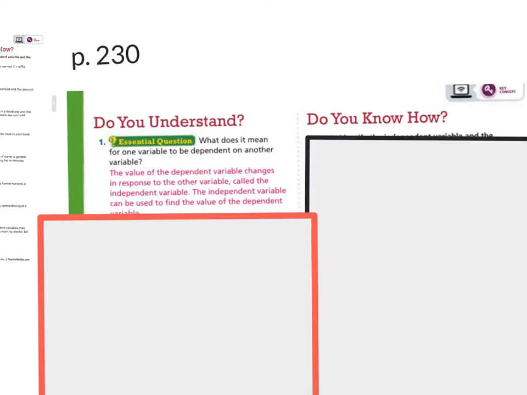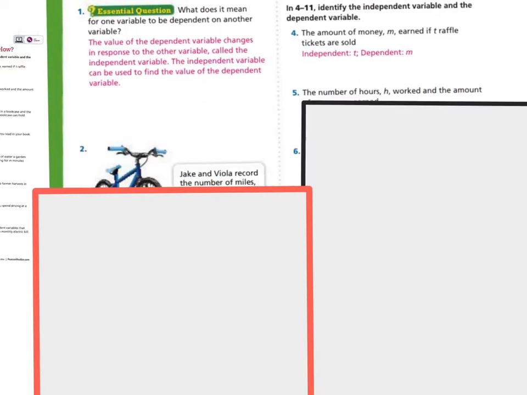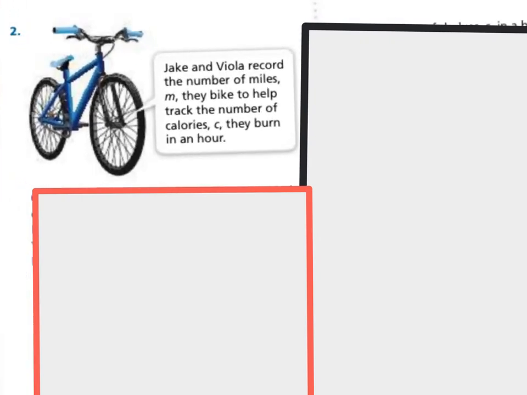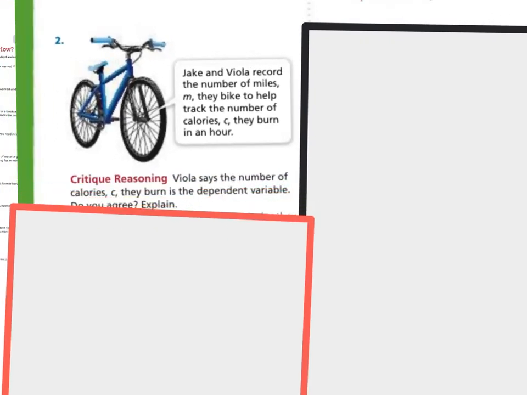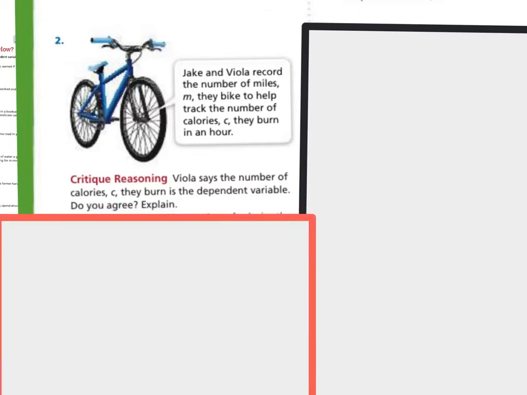So on page 230, if we look at the do you understand, number 2. Jake and Viola record the number of miles M they bike to help track the number of calories C they burn in an hour. Viola says the number of calories C they burn is the dependent variable. Do you agree and explain?